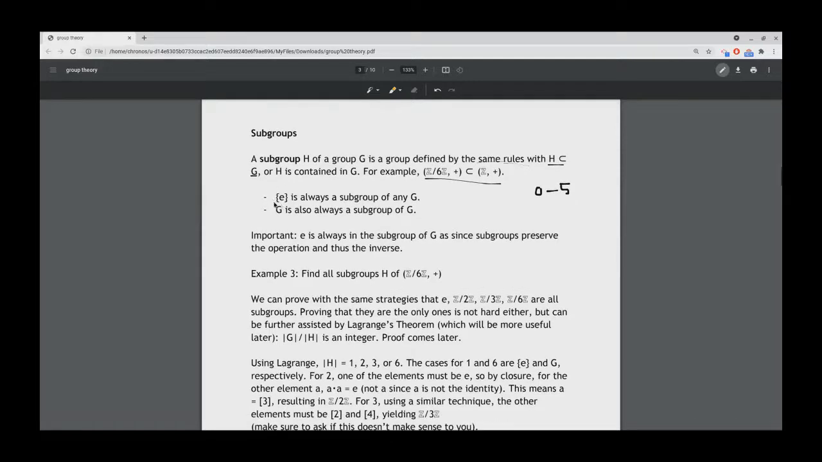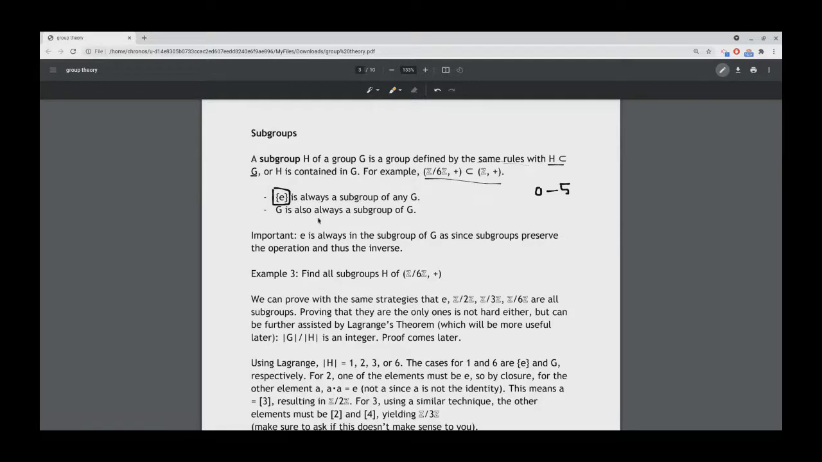So the identity set, which is just E, is always a subgroup of any G. You can check it on your own, but E is a group. Plus, since every group has an identity, it's part of that group. So G is also always a subgroup of G, because if G is a group, then G is a group, and it's also contained inside itself.